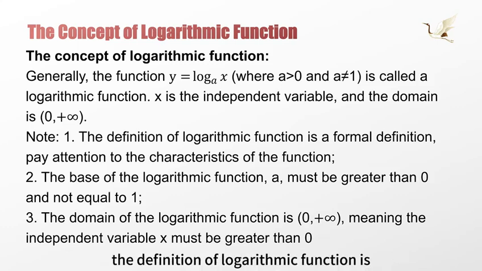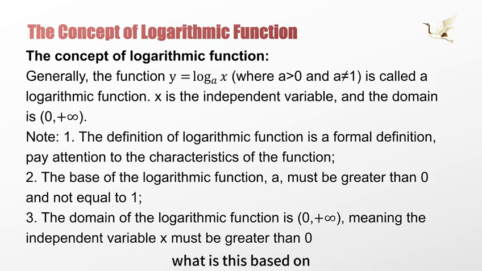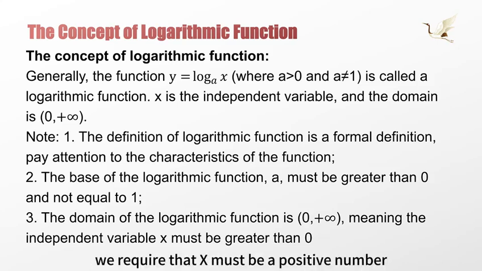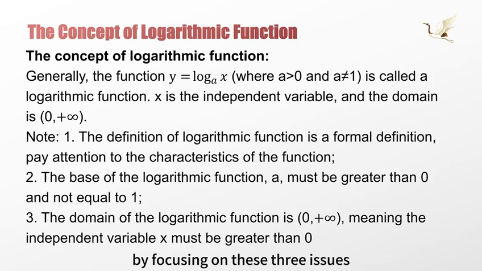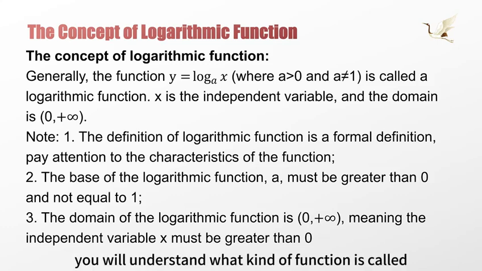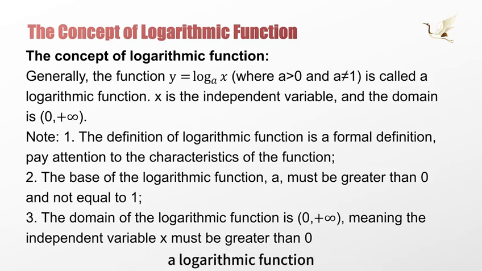And we say that the domain of a logarithmic function is from 0 to positive infinity, which means that the independent variable x must be greater than 0. What is this based on? It's obvious: the true number of a logarithm is a positive number greater than 0. So obviously we require that x must be a positive number. By focusing on these three issues, you will understand what kind of function is called a logarithmic function.